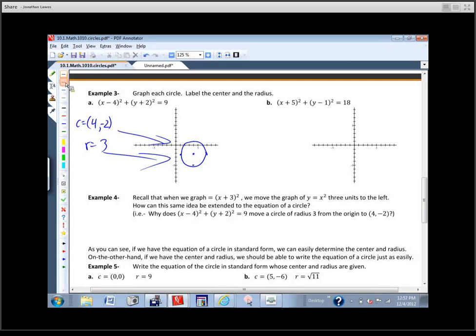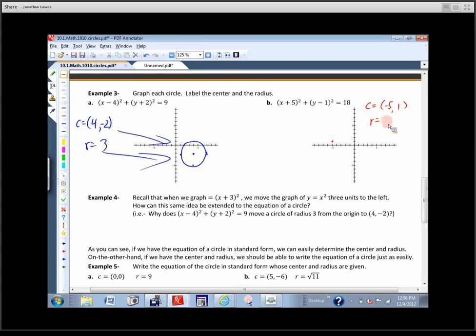Okay, take a look at the next one. The next one's a little bit different. Go ahead and write down the center. Center would be negative 5, 1. So back 5 and up 1. So we're going to be about right there. And then what's the radius?